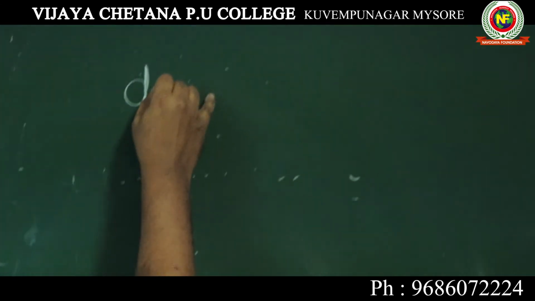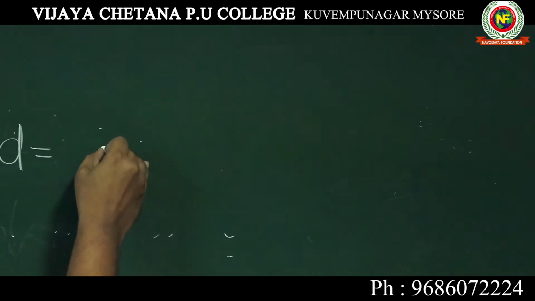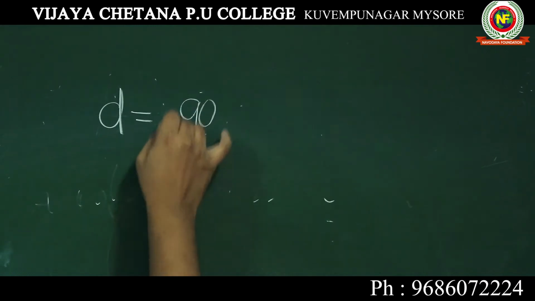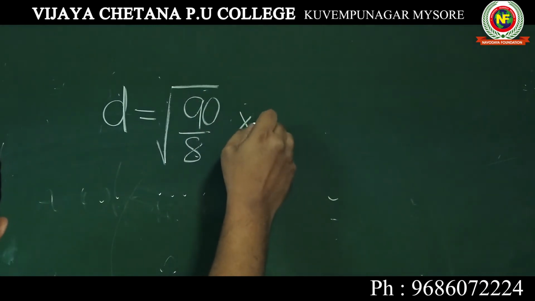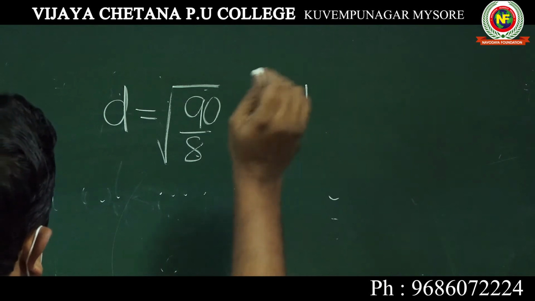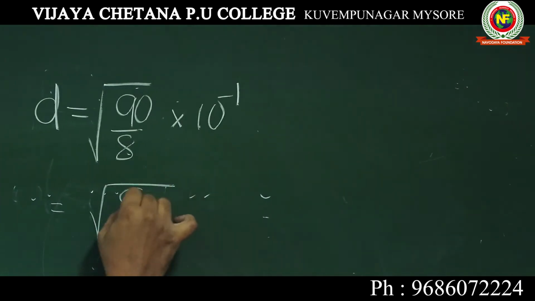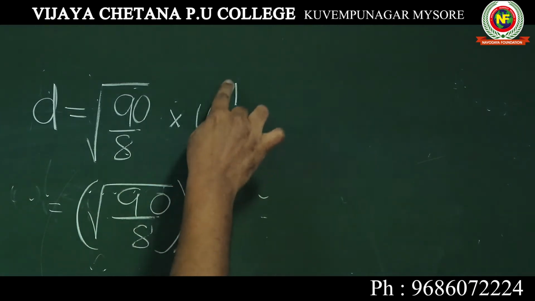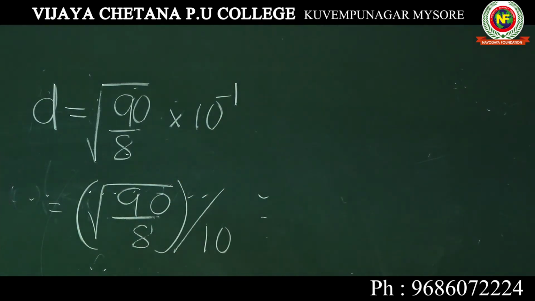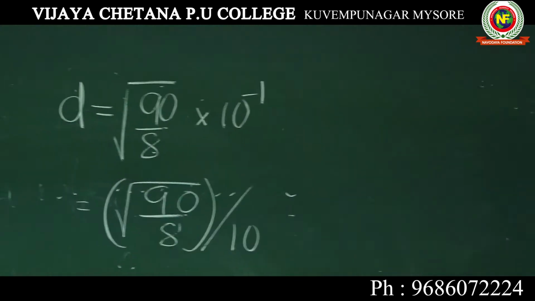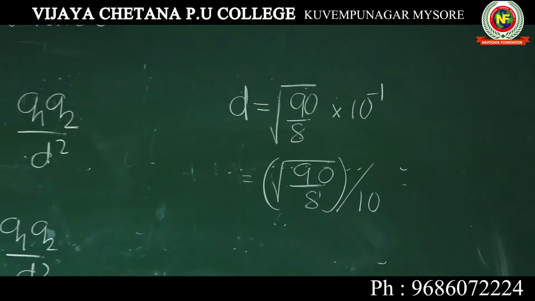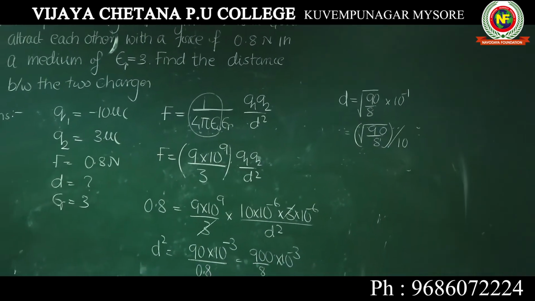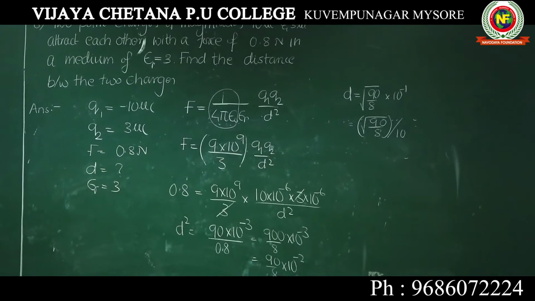D is equal to root of 90 by 8 into square root of 10 power minus 2, which is 10 power minus 1. Or it is root of 90 divided by 8, whole divided by 10 power minus 1, becomes 1 by 10 into root of 90 by 8. Simplify this, you get the required result. Will you simplify and write it down? Do it and write, you get the required result. Observe the problem carefully, check correctly once.